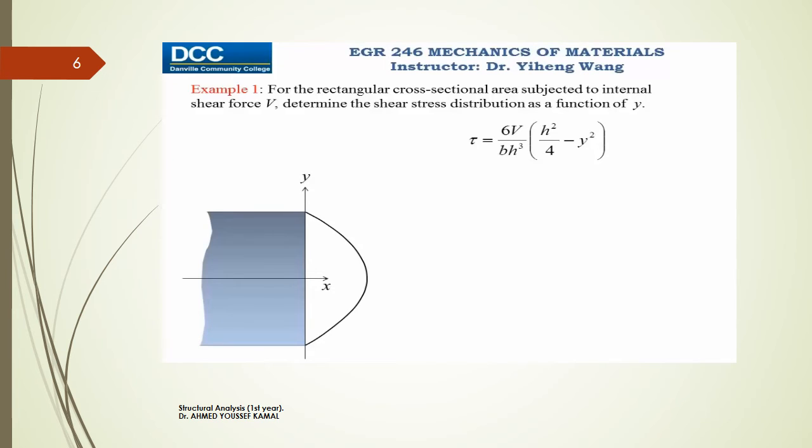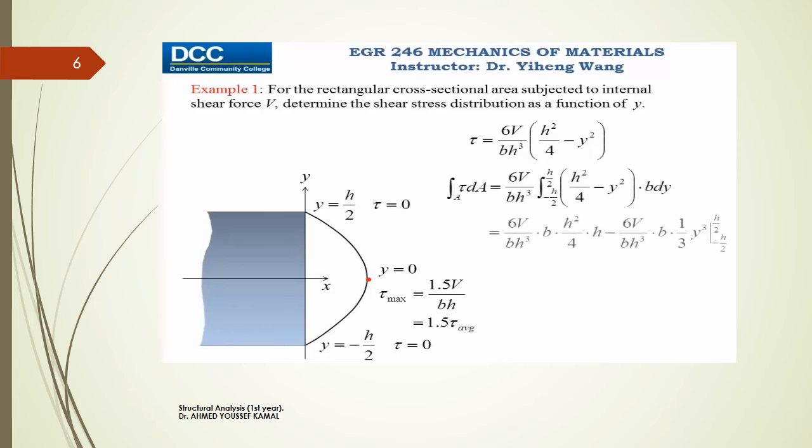At the two edges, the shear stress is 0, and at the centroidal location of this area, y equals 0, we will have the maximum shear stress, which equals 1.5 times the average shear stress. And also, we can integrate the shear stress across the entire cross-sectional area, and it indeed equals V, the internal shear force at this cross-sectional area.